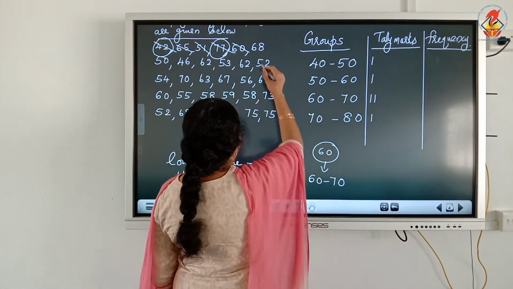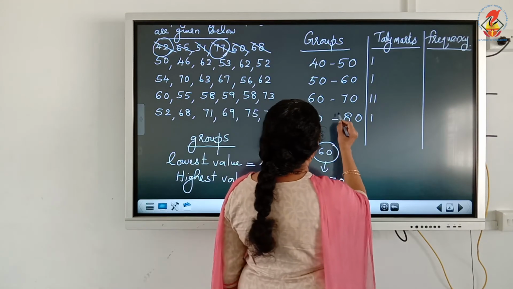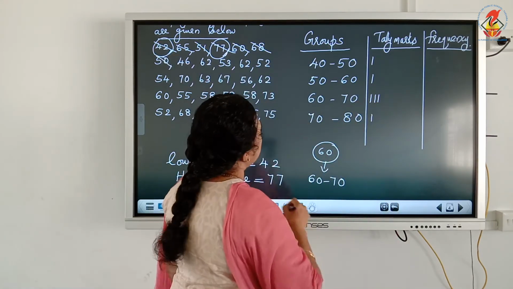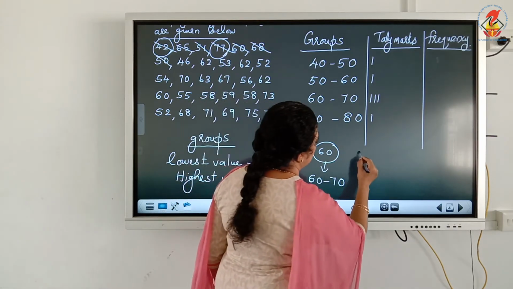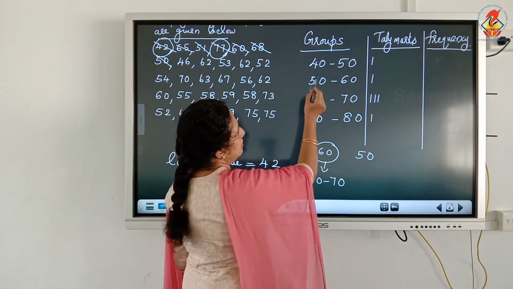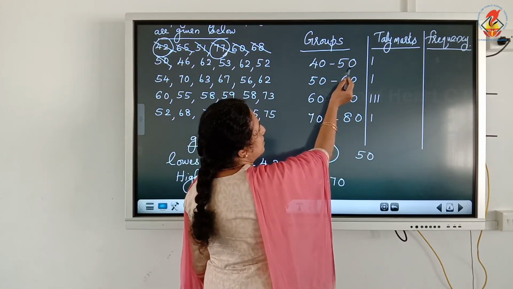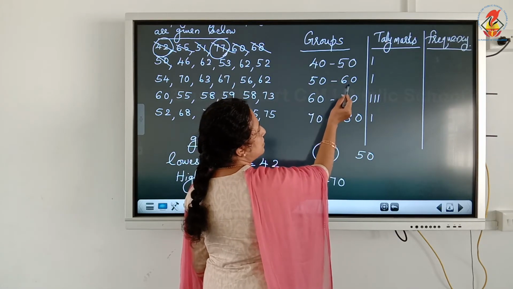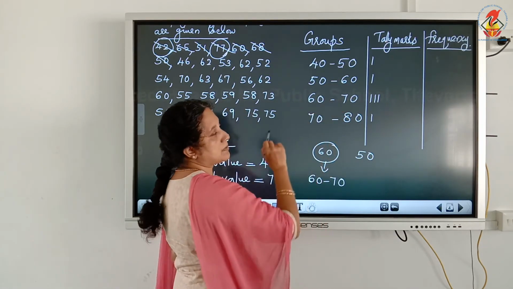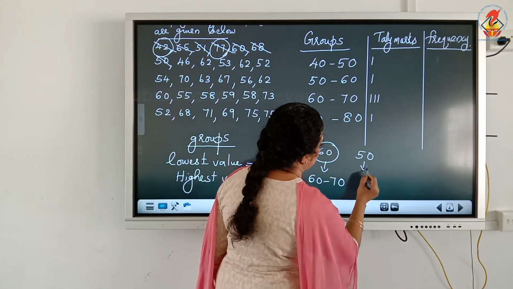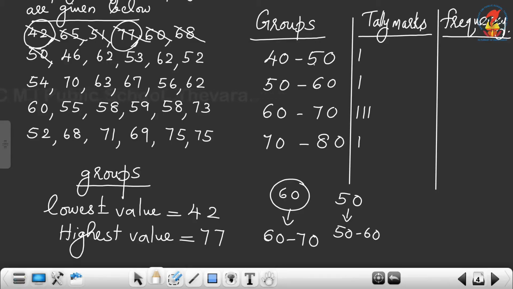Then put a vertical stroke. Next one is 68. 68 will be in the 60 to 70 group. Then 50. Where will you mark this 50? 40 to 50 means you have to consider all the observations below 50. 50 is not included. 50 to 60 means all the observations below 60. So 50 will come in the group 50 to 60. So you can put a vertical stroke.